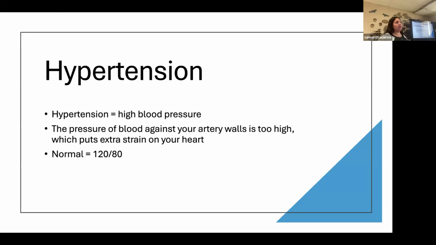So we're talking about heartbeat, the heart rate, and how it relates to hypertension. Okay.